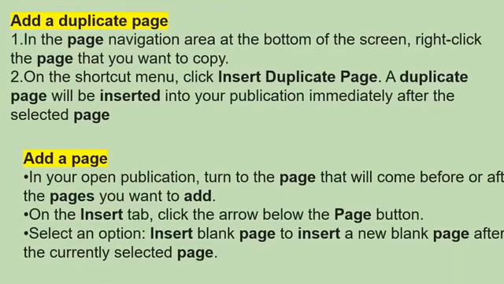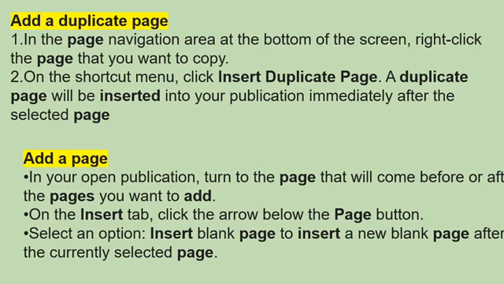You can also add a duplicate page. In the page navigation area at the bottom of the screen, right-click the page that you want to copy. On the shortcut menu, click Insert Duplicate Page. A duplicate page will be inserted into your publication immediately after the selected page. Therefore, sometimes you may require to have a duplicate page because of one reason or the other. Therefore, that's how you can do it.